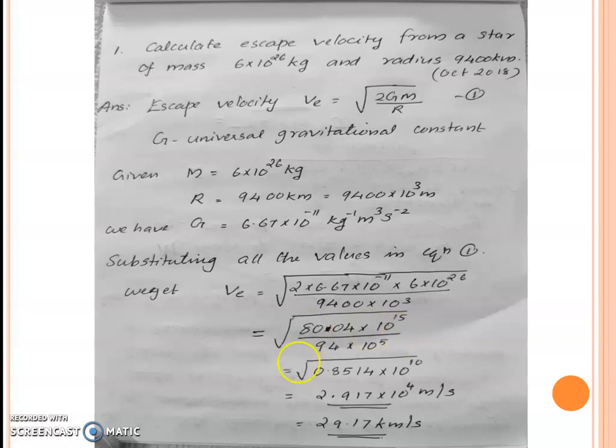Now, it is very easy to find the root of this equation. That is square root of 0.8514 into 10 raised to 10, and the square root of 10 raised to 10 is 10 raised to 5. Then by finding the square root of this value, we will get 0.2917. Then we can rewrite it as 2.917 into 10 raised to 4 meter per second. And in kilometer per second, we can write this as 29.17 kilometer per second, since kilometer is 10 to the power 3. So hope that all of you got this problem, and let us go to the next problem.